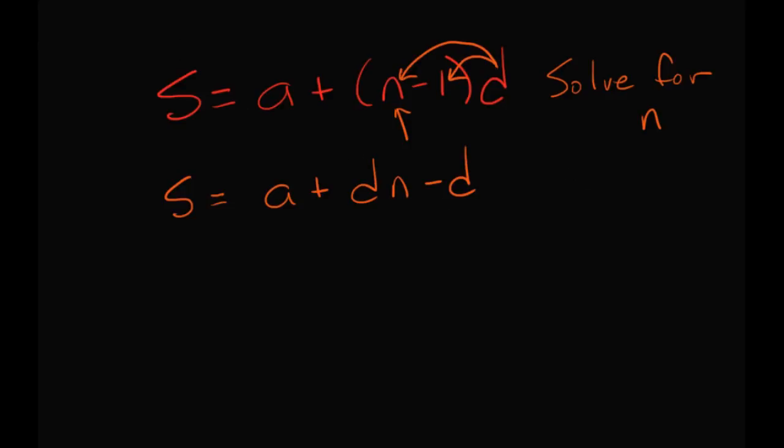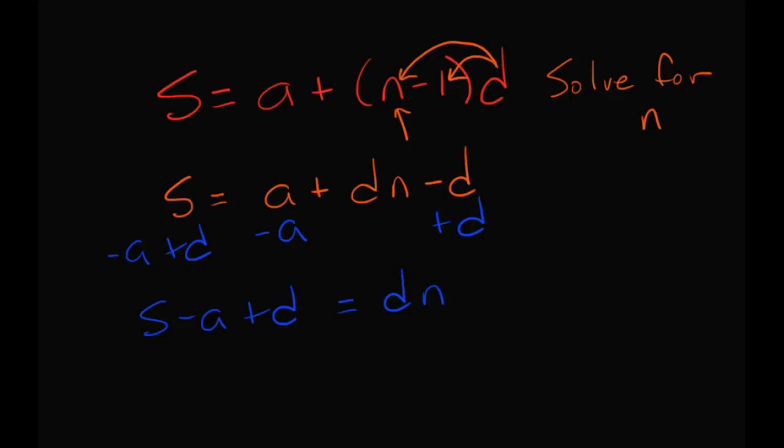So now I have a term that has n in it, right? That's the term that I'm solving for. That's the variable I'm solving for. So we got to get rid of the a, and we got to get rid of this negative d. So how would we get rid of the a? We could subtract a from both sides, and we could add d to both sides. If I do that, I got to subtract a and add d over here. So s minus a plus d is equal to dn.